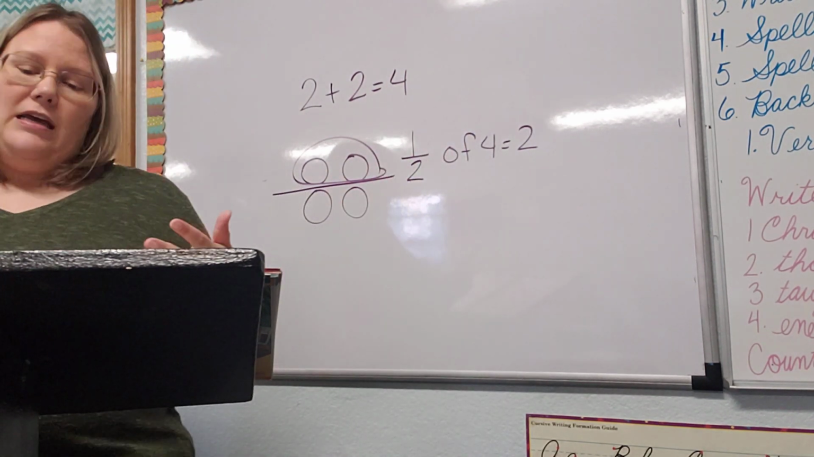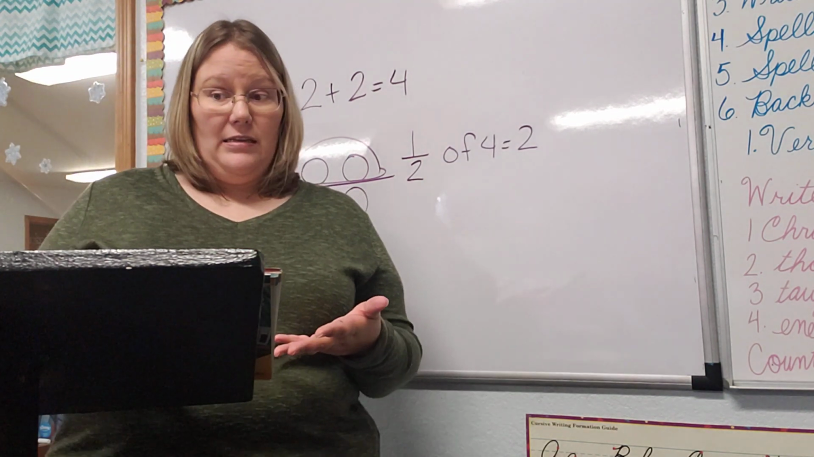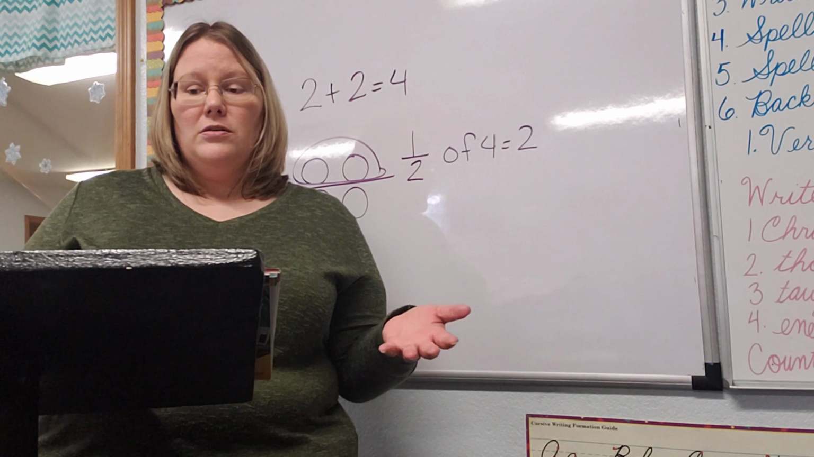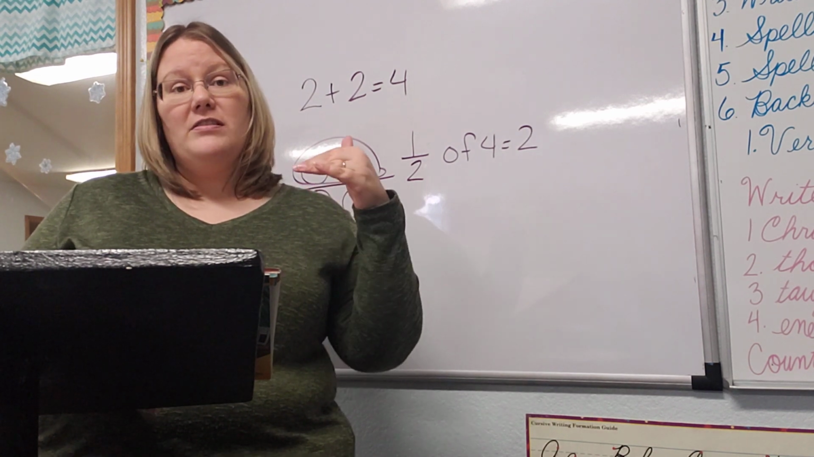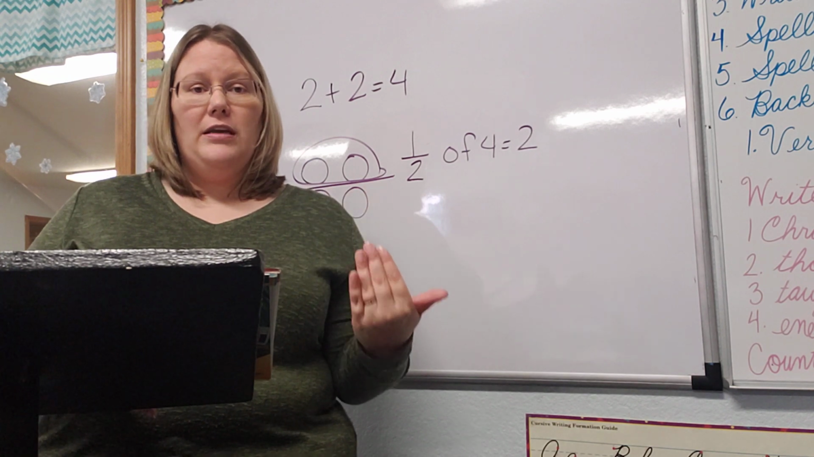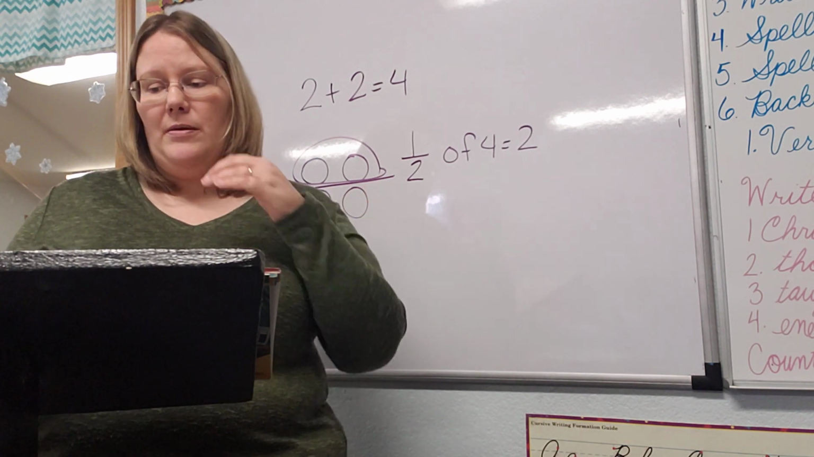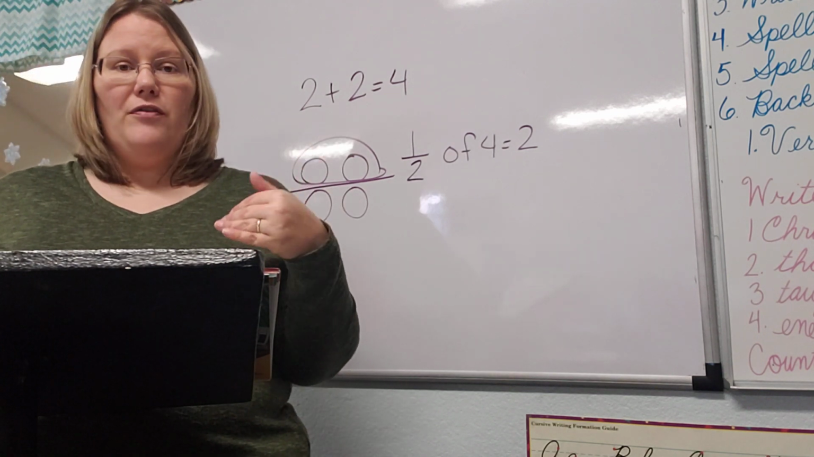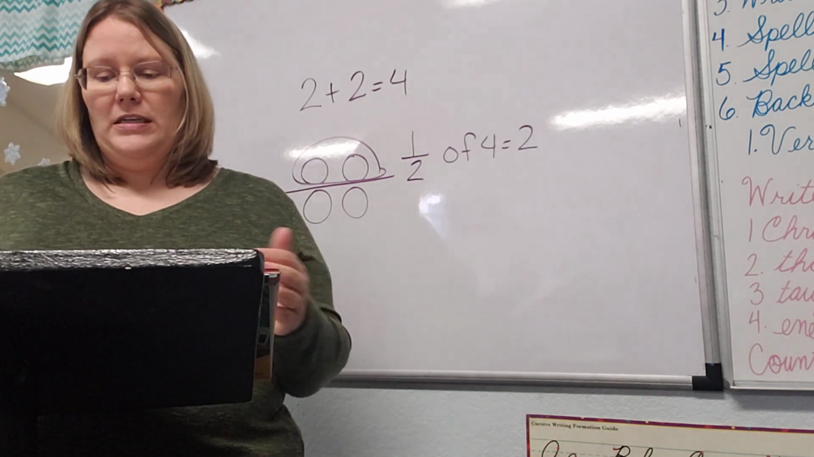Then you get into half of 60. That can be a little challenging, but if you find half of 6, you did that right above it. Half of 6 was 3. So half of 60 is 30. You just put a 0 after the 3. Half of 4 we saw was 2. So half of 40 is going to be 20.